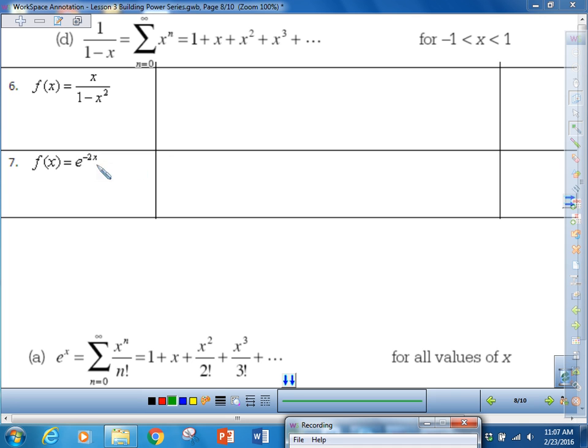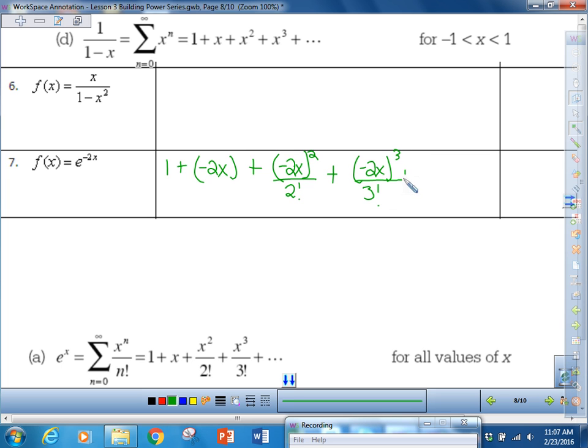Okay, so for e to the negative 2x, every place I see x, I'm going to replace it with negative 2x. And I've written e to the x down here for you. So that'll give me 1 plus negative 2x plus negative 2x quantity squared plus negative 2x.